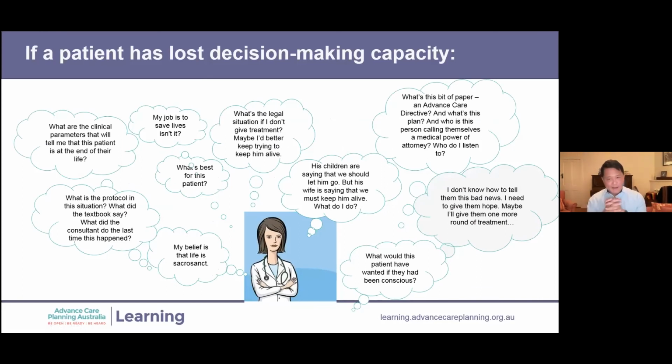It's about decision-making capacity. So let's think about it. Okay, I'll take a step back. Our problem is that when we're faced with somebody who has lost decision capacity when they're dying, for example, a doctor is going to be faced with all these thoughts that go through their head. And we'll go through each of these thought bubbles.